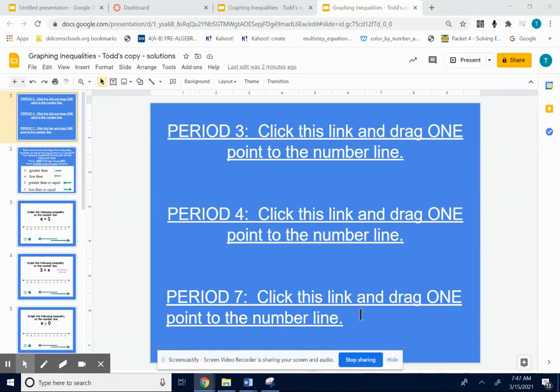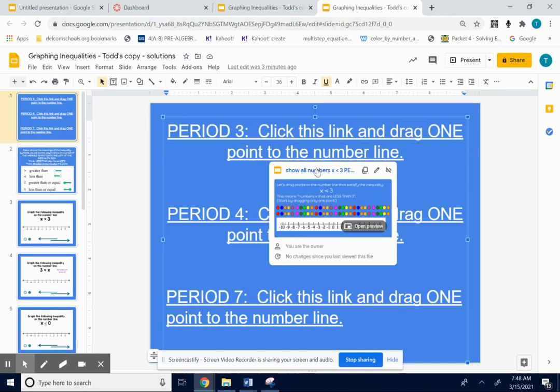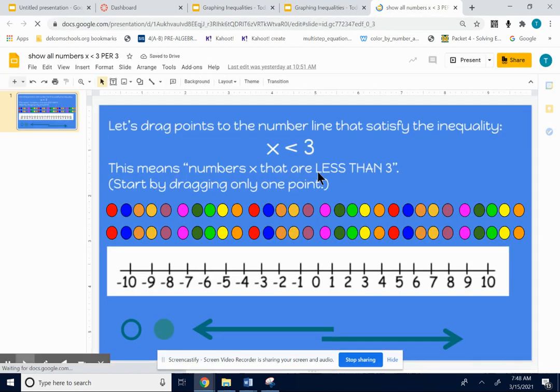Okay, this video is to help you if you're absent and you're missing the graphing inequality slide. In class, you don't have to worry about this part, but we're going to go to a link and I want to have the students start thinking about graphing an inequality.